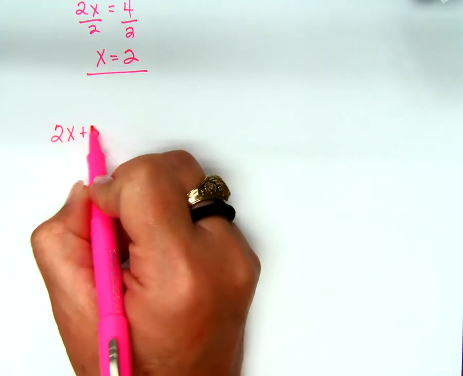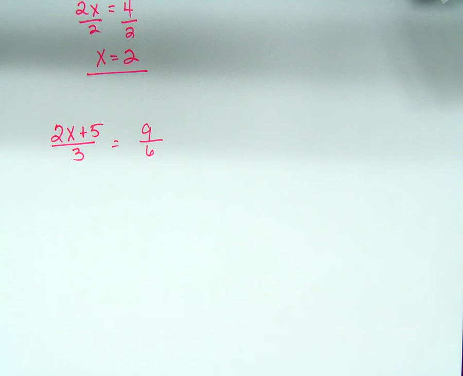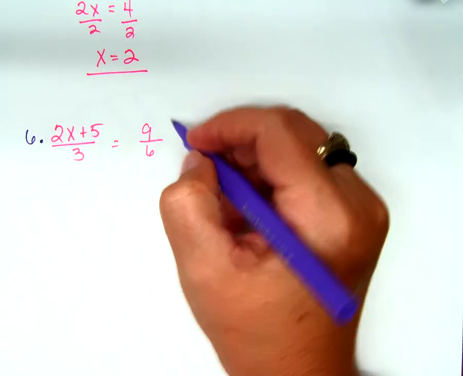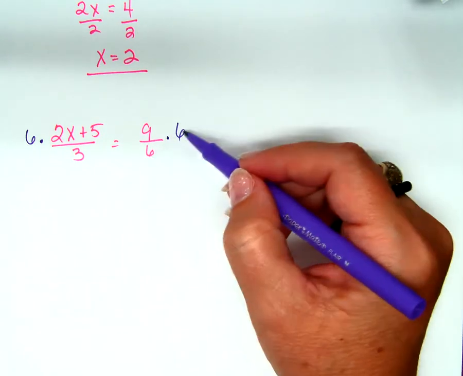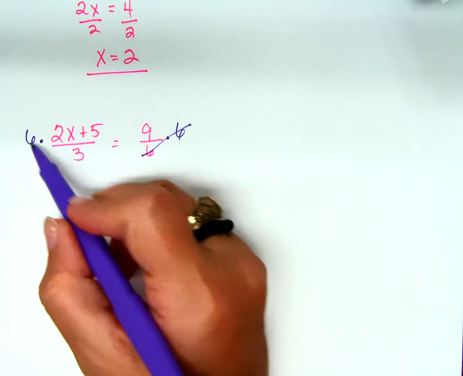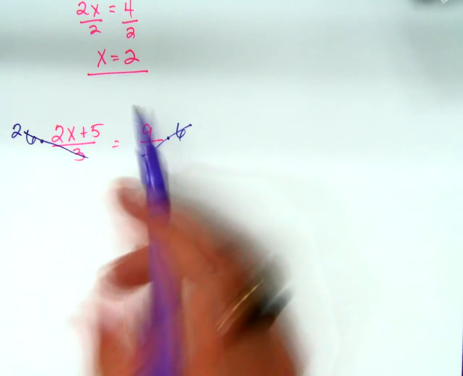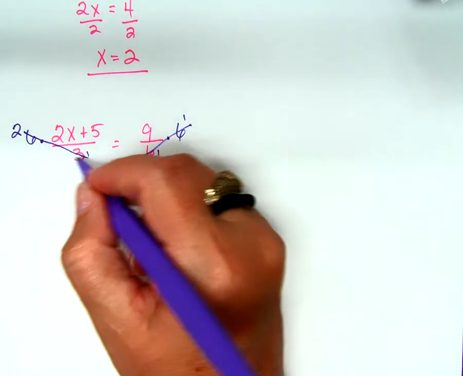2x plus 5 over 3 equals 9 over 6. So we could get a common denominator, but wouldn't we rather get rid of the denominator? What could we multiply both sides of the equation by to get rid of the denominator? 6. If I multiply both sides by 6, what happens to this? It simplifies to 1, right? What happens to this? Simplifies to 2. So I have 2 times that equals that.